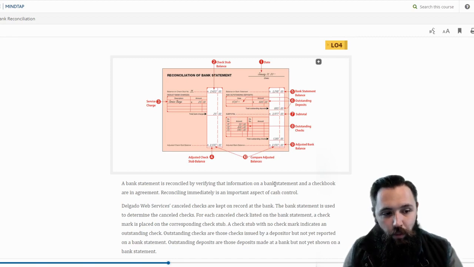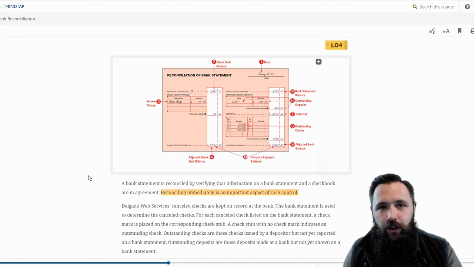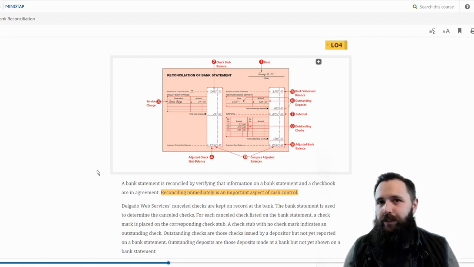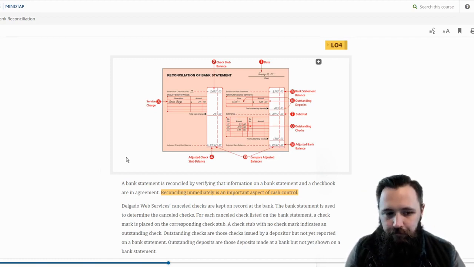Why is it important that we reconcile immediately? Well, how many other transactions are you going to do after you get your bank statement? If you get your bank statement and then you wait 3 days and you go ahead and you do a bunch more cash transactions, it's going to be really hard to reconcile. We want to reconcile right away when we get that bank statement.